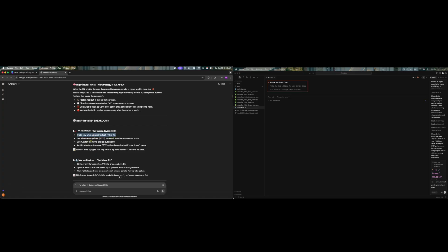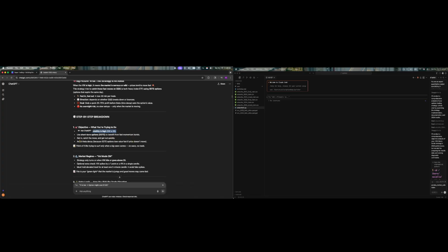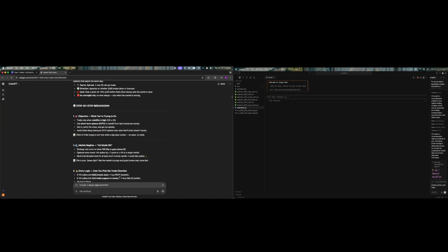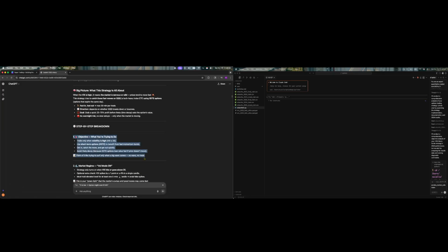We're using short-term options, zero DTE, to benefit from fast momentum bursts. We get in, catch the move, and get out quickly. Avoid theta decay because zero DTE can lose value fast if the price doesn't move. Think of it like trying to surf only when big waves are coming, right? So I'm just going to stop there because I think that's enough. Let's get into it now, right?